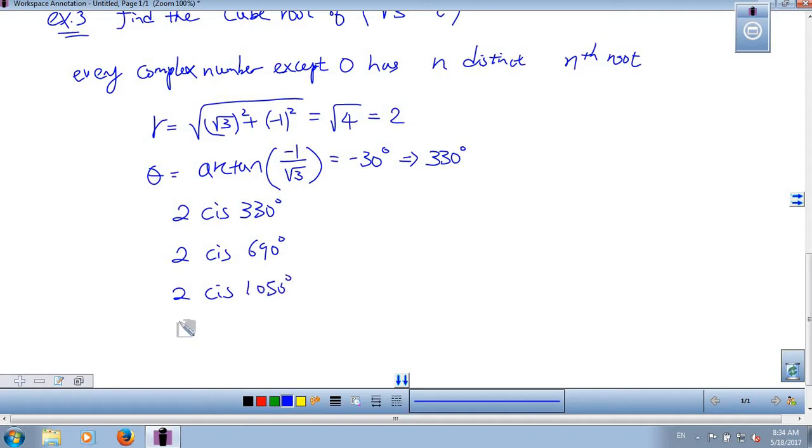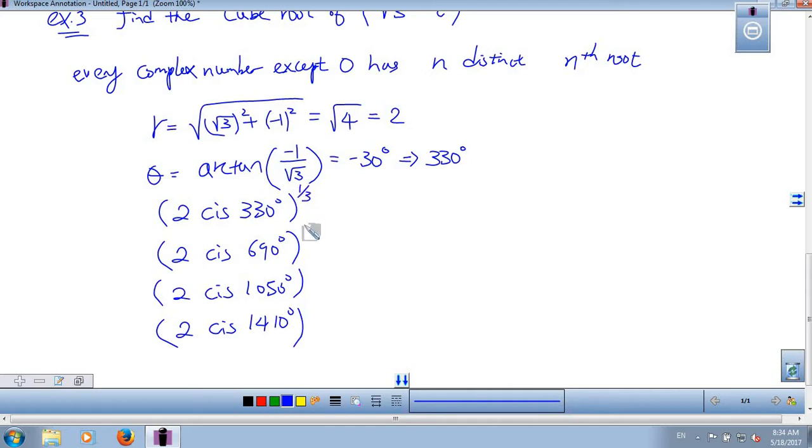Now, how come we only stop at 3? How come we don't keep going? Well, actually we can keep going. Let me demonstrate this a little bit here. Let's go all the way to 1410, so I have 4 numbers here. They are actually all the same number, they just have different arguments. They have the same magnitude and the same direction, and so they are coterminal. Those angles are coterminal angles, so they are basically the same.